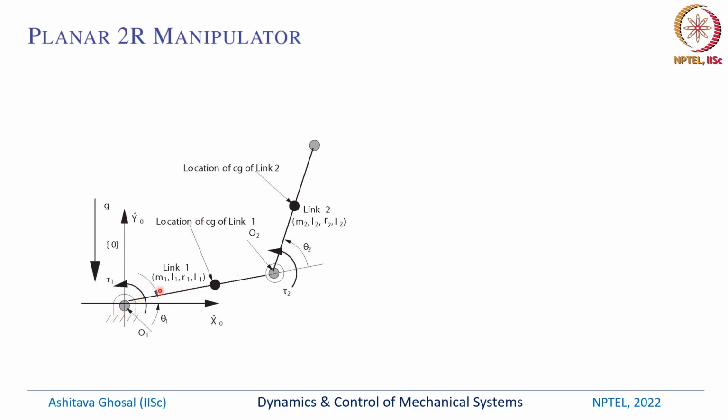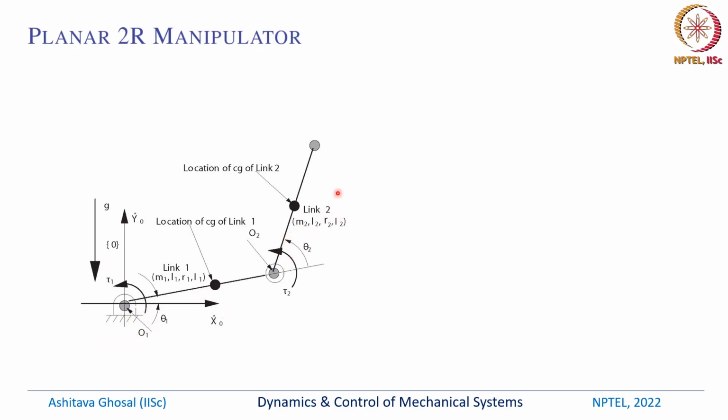Link 1 can be described by a mass m1, length L1 from here to here. The location of the CG is at this point. It is R1 along the length, and this is just for simplification. The z component of the moment of inertia is denoted by I1. This link can rotate about the z-axis by an angle θ1.